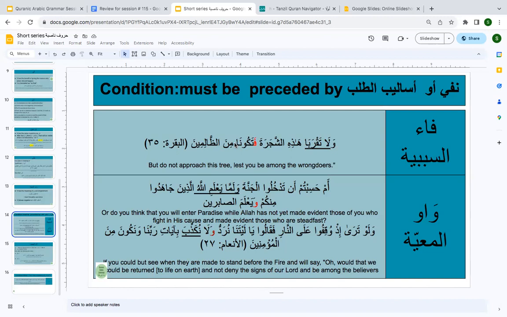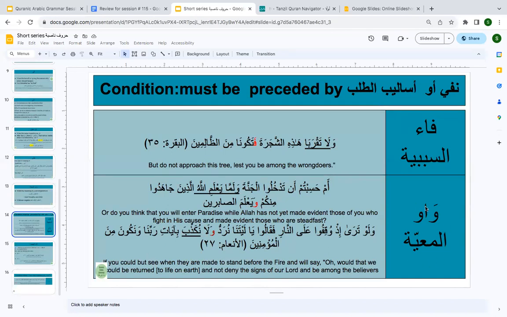And for tamanni, you have learned harf nasb later, I wish. So tamanni is to wish, taraji is to hope. And for taraji, we have la'alla. For tamanni, we have later. Ameen wa iyyaki. So that was that.